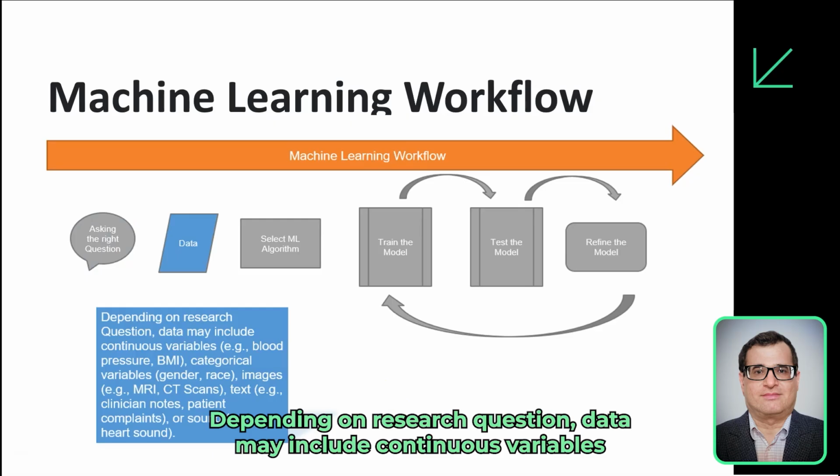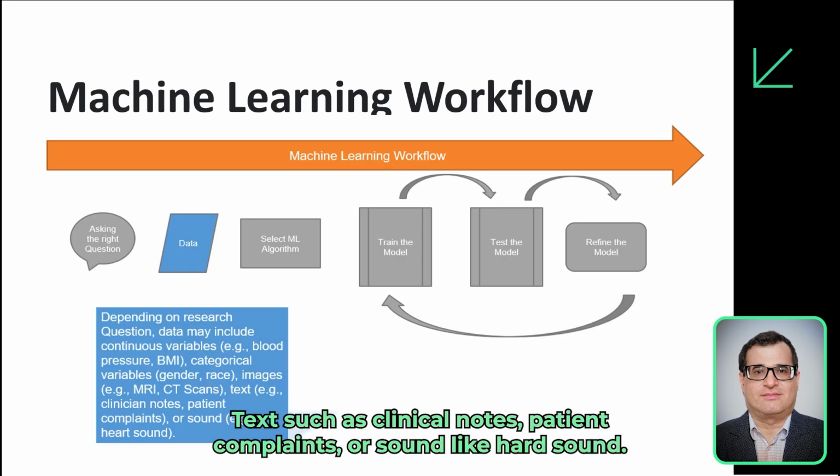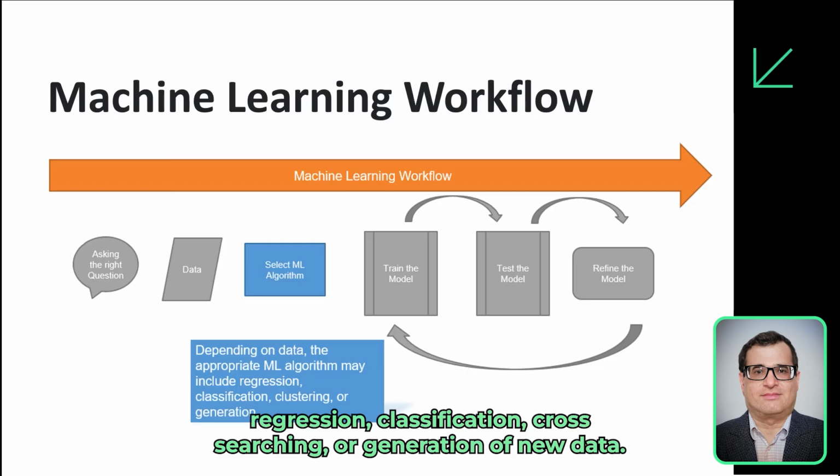Next is the data step. Depending on the research question, data may include continuous variables like blood pressure or BMI, categorical variables like gender or race, images like MRI, CT scans, text such as clinical notes, patient complaints, or sound like heart sound. Depending on the data, the appropriate machine learning algorithm may include regression, classification, clustering, or generation of new data.